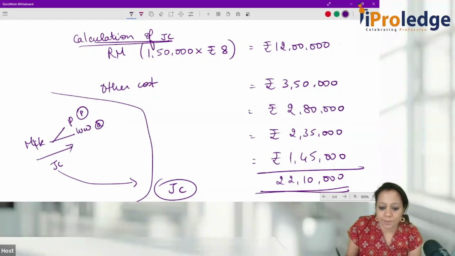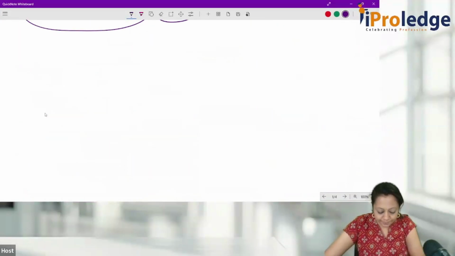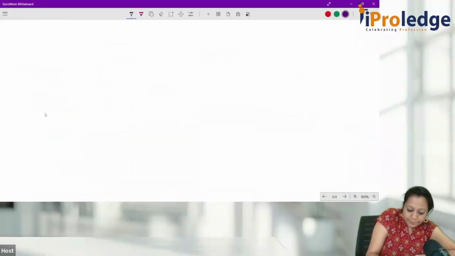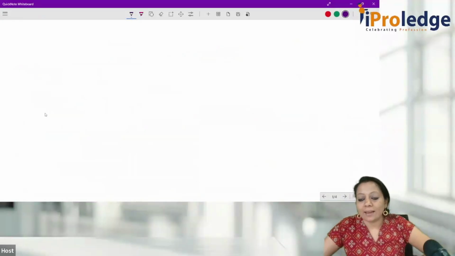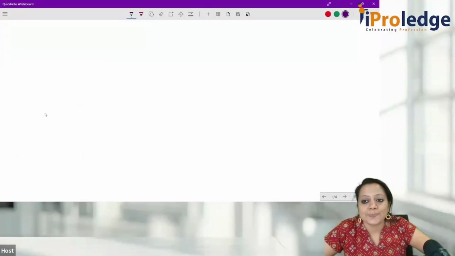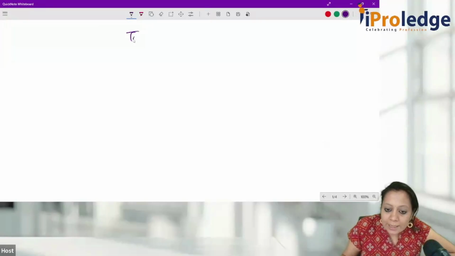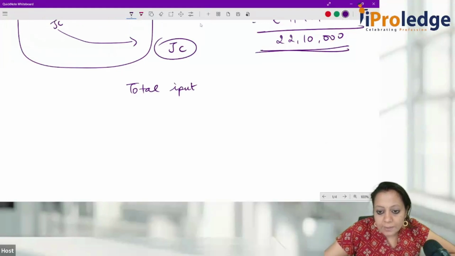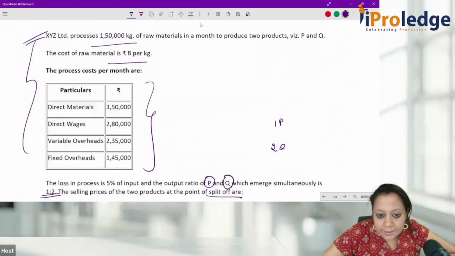Sure. So now we will proceed. Now they have told based on sales value. Have they given the sales in the question? Not explicitly. They have given only the input-output ratio. Using that only we are going to do. Right. So total input. So what is the total input? Let us see that.